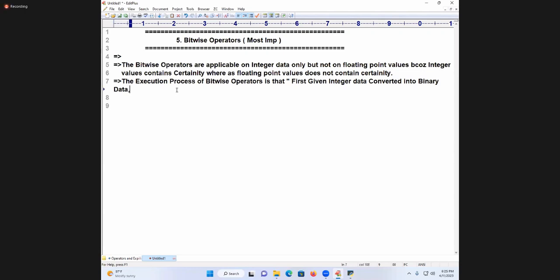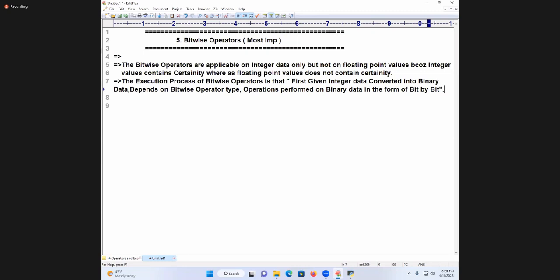Binary data, and operation will depend on the bitwise operator type. Operations are performed on binary data in the form of what? Bit by bit. In the form of bit by bit.